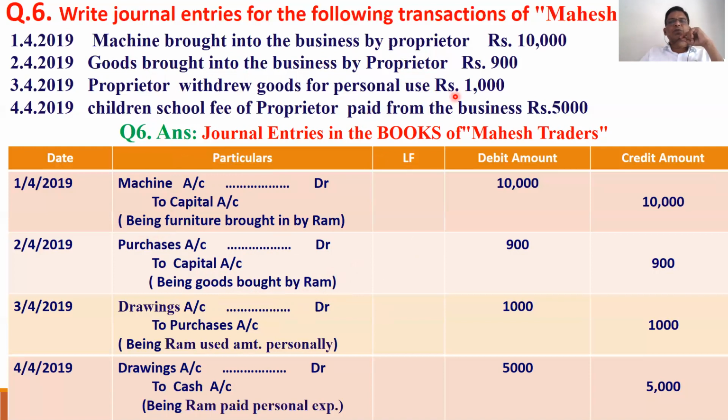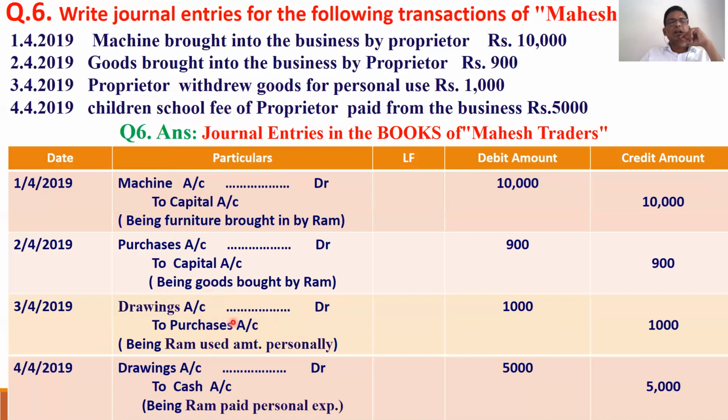Proprietor withdrew goods for personal use. So goods are going out of the business. When goods come in, the purchase account is debited. When the same purchases are decreased because he is taking them away, the purchase account is credited. And whenever the owner takes away anything from the business, that is the drawings account.